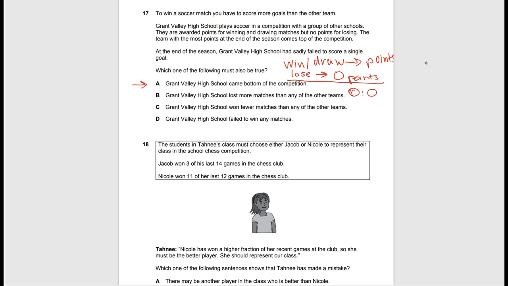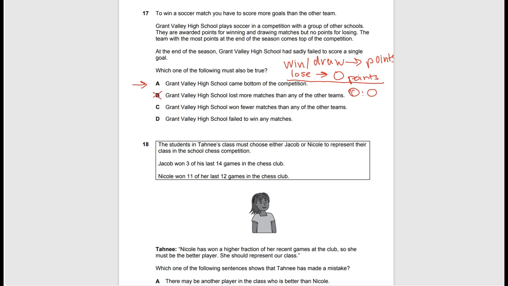Let's look at B. Grant Valley High School lost more matches than any of the other teams. We don't know. Maybe another team, maybe Sunset Beach High School had also failed to score a single goal. So it could be B. Oh, sorry, it could not be B, because another school might have lost more matches than this particular school as well. So it might not be B.